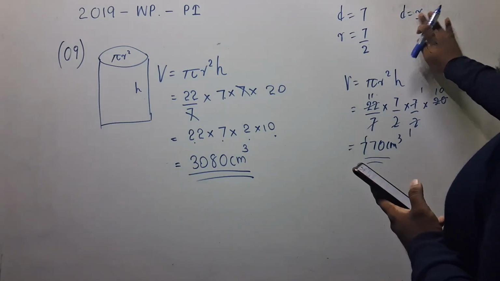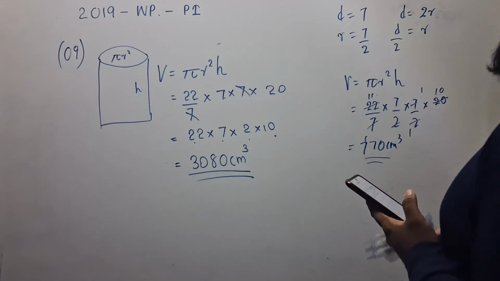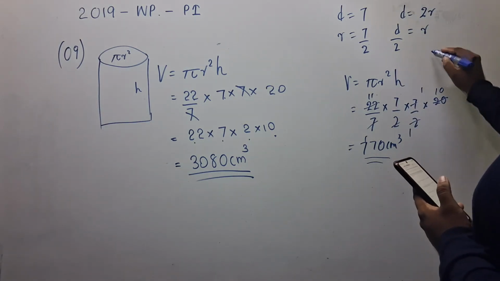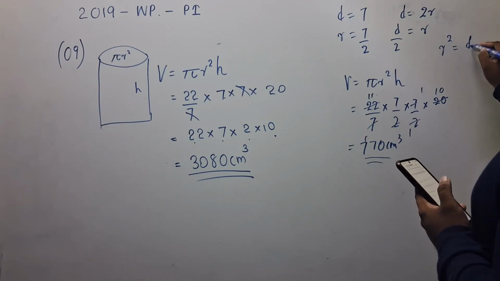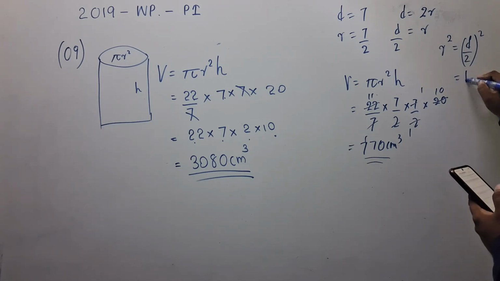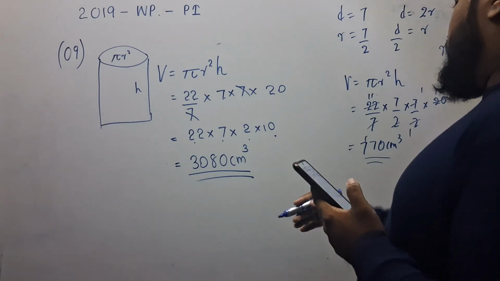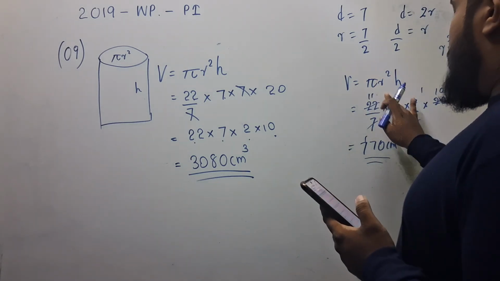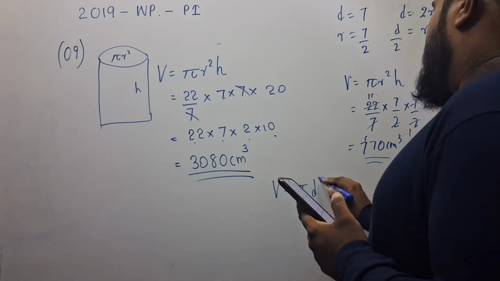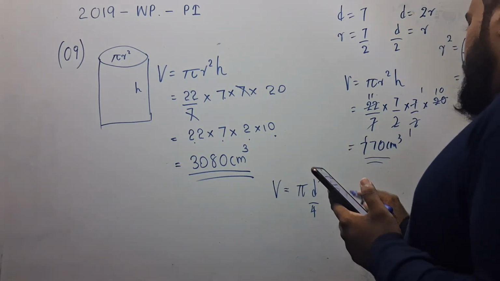So d equals 2r, so r equals d over 2. For this r squared, what you have to use is (d over 2) squared. When you simplify this, it becomes d squared over 4. So if you need to find volume using d without simplifying it to r, you can write V equals 5 d squared over 4 h.